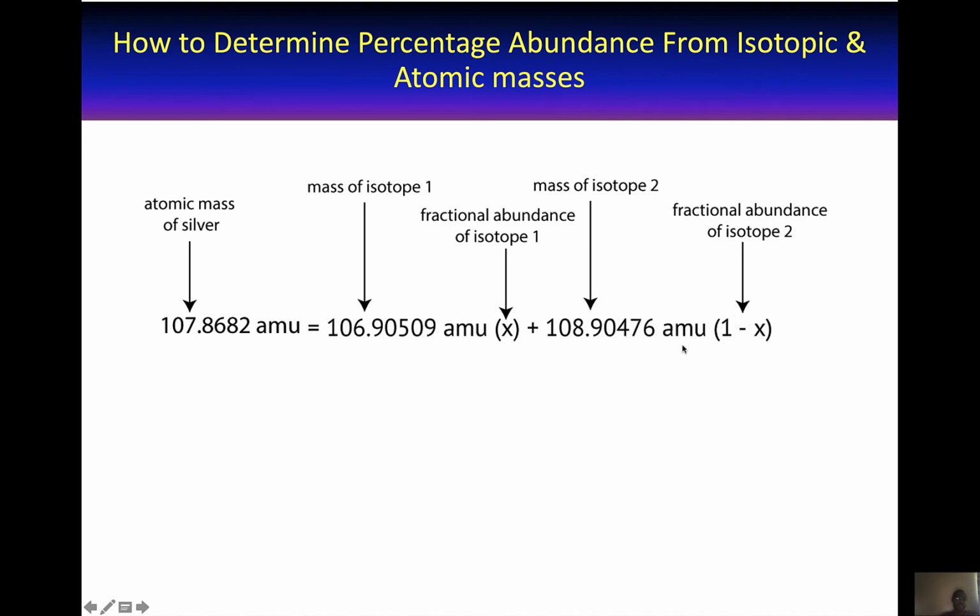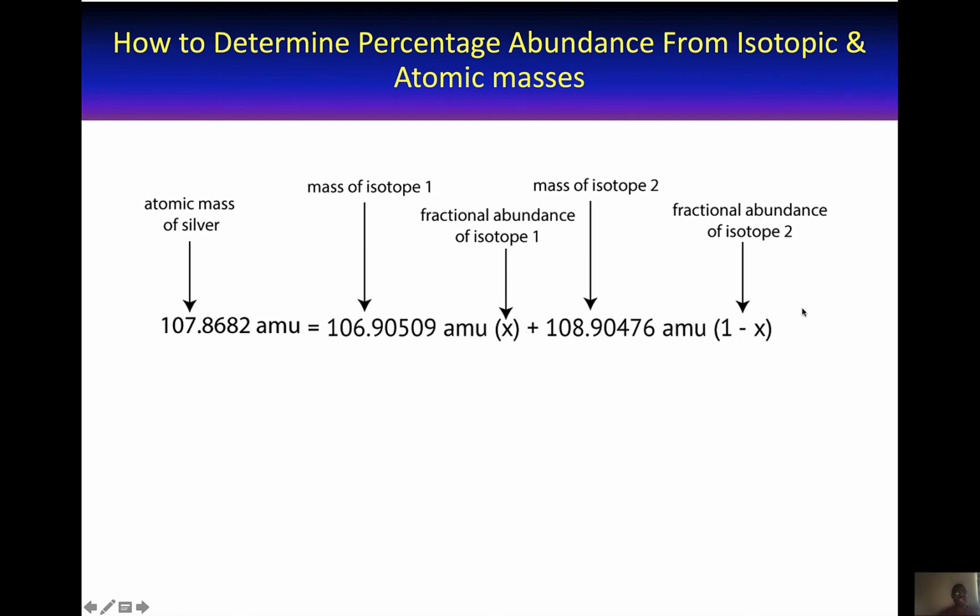And how do we do that? Since the fractional abundance of isotope 1 is X, the fractional abundance of isotope 2 is going to be 1 minus X, because the fractional abundance of the two isotopes will add up to what? 1. Once you understand that, this is an equation that we can easily solve to find X. Once we find X, that is the fractional abundance of isotope 1, and then we subtract X from 1, and we'll get the fractional abundance of what?